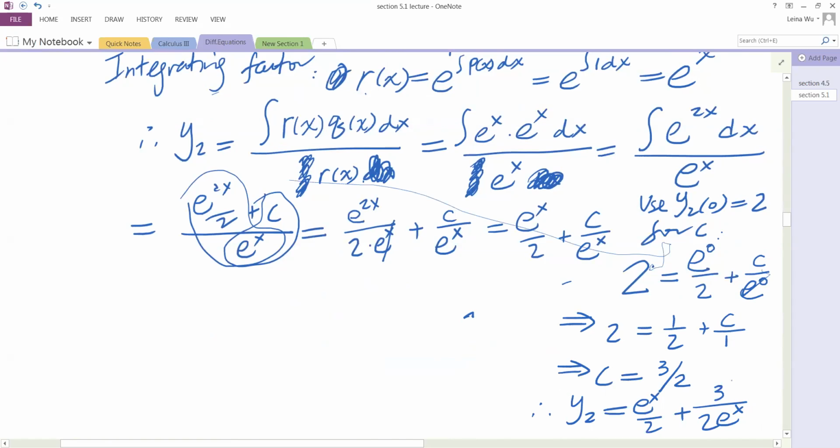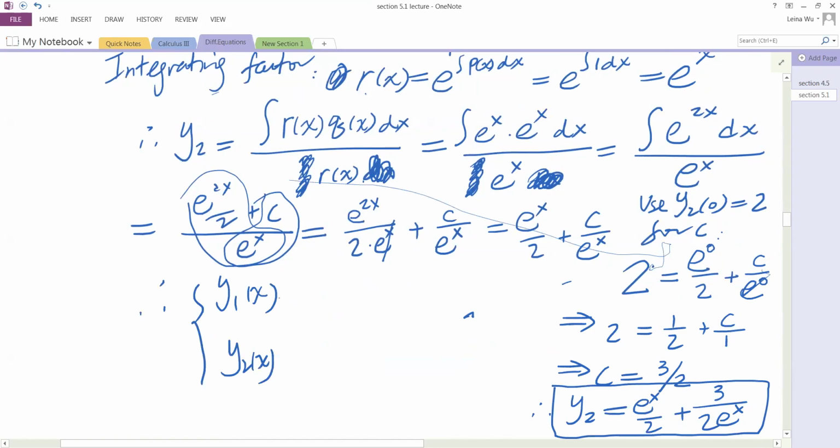Good so far? All right, so in the end, we can just put the two solutions together, right? So we have y1 and y2. Let's put them together as the solution to the system. y1 is just e to the x. y2 is e to the x over 2 plus 3 over 2 e to the x. Any questions for this problem?